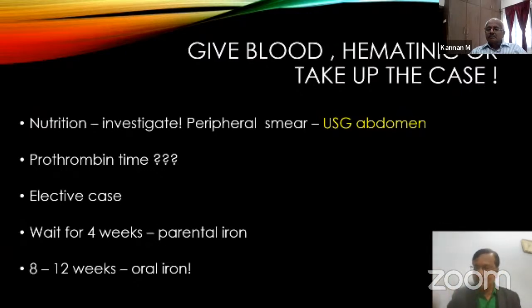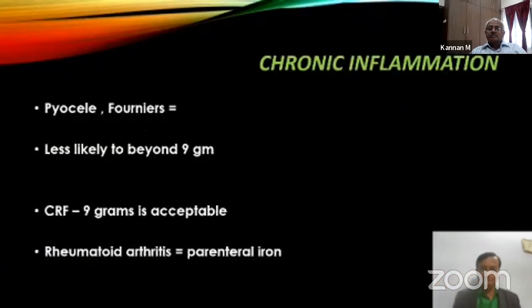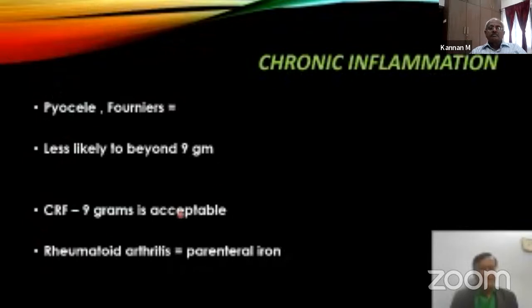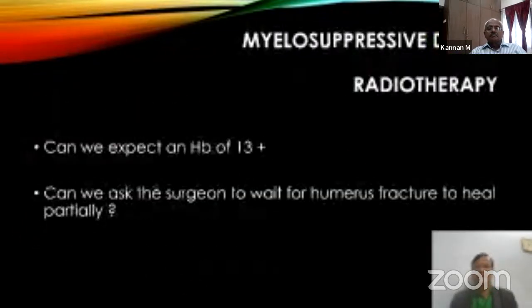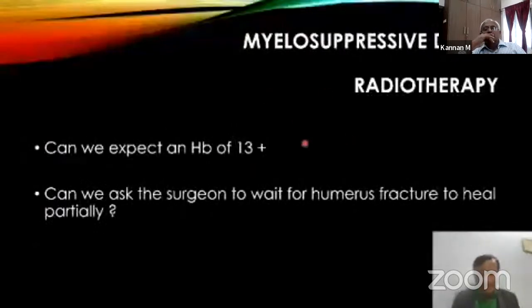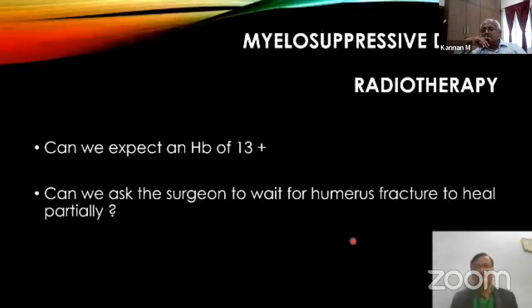Yes, preoperatively, we need to work up the cause of the anemia. It is a chronic inflammation. I already told you, CRF, rheumatoid arthritis, usually parenteral. Myelosuppressive drugs, we cannot go. As for example, the patient is on myelosuppressive drugs or has CML, chronic myeloid leukemia, and the patient develops a humerus fracture. It's not a pathological fracture. It develops a humerus fracture.